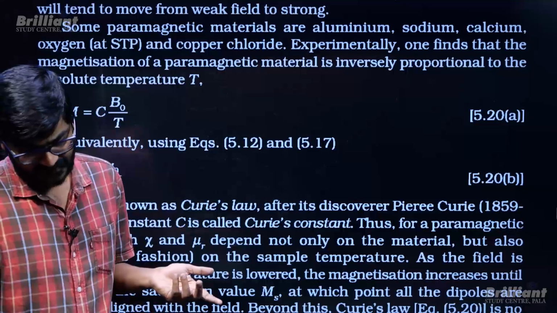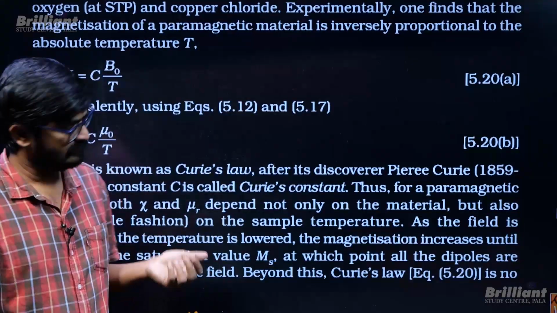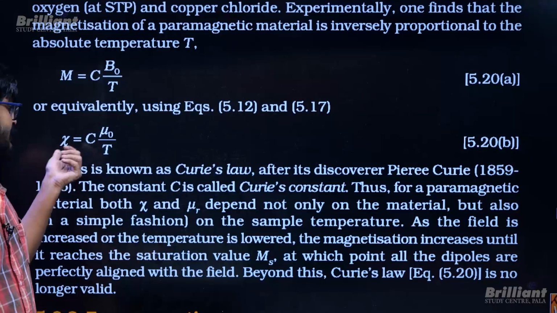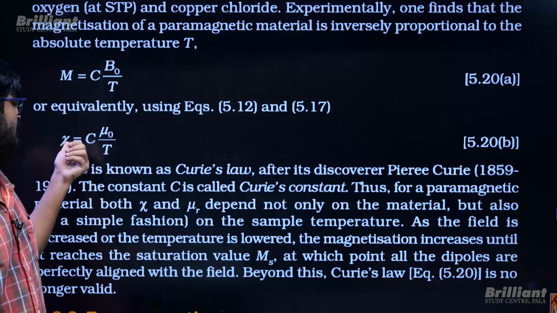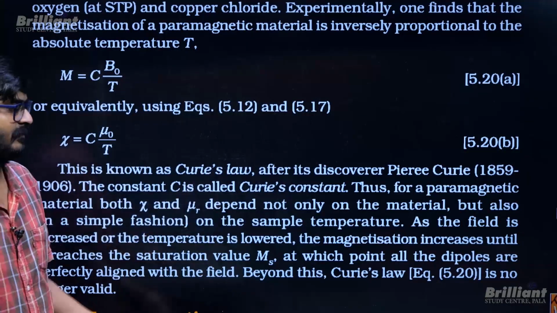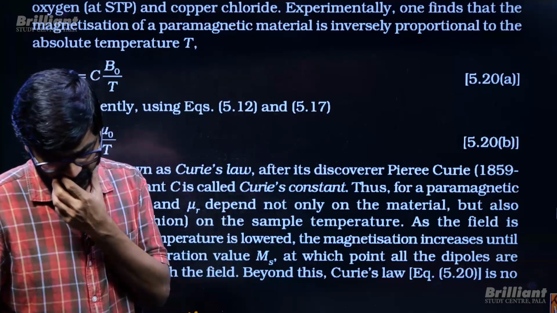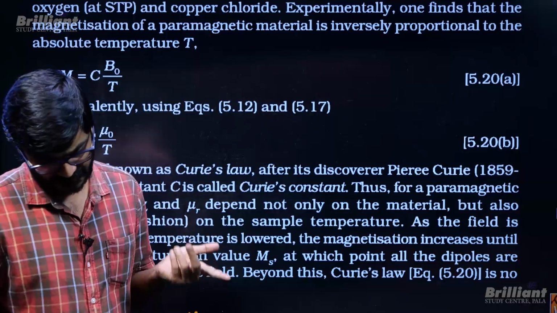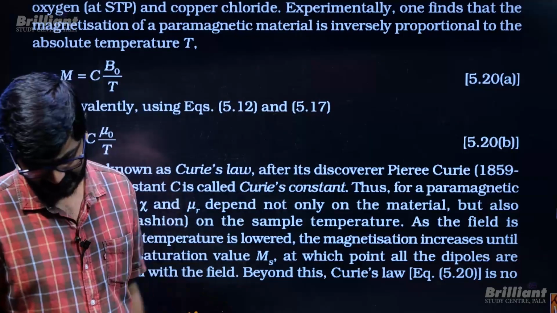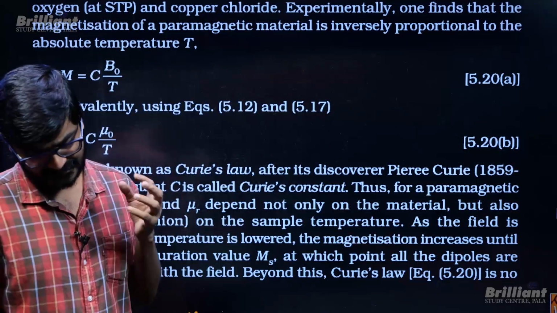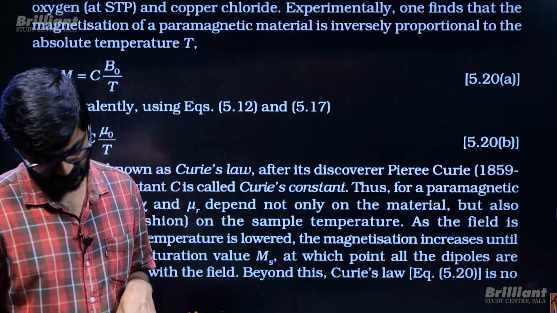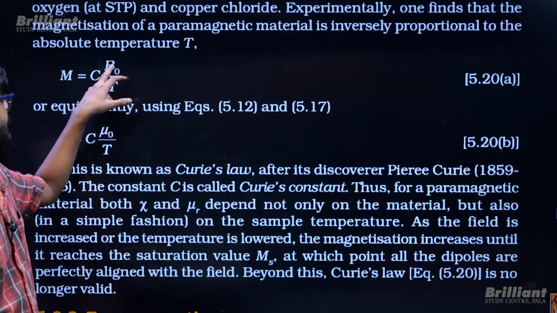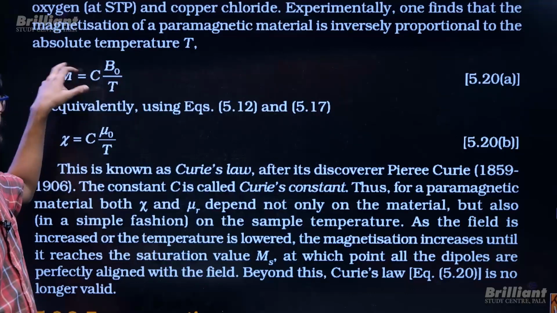Thus for a paramagnetic material, both chi and mu are dependent on each other, kind of, right? So if chi depends on temperature, mu r also depends on the temperature. Chi and mu r depend not only on the material but also on the sample temperature, but in a simple fashion. Now, as the field is increased or the temperature is lowered, what will happen?